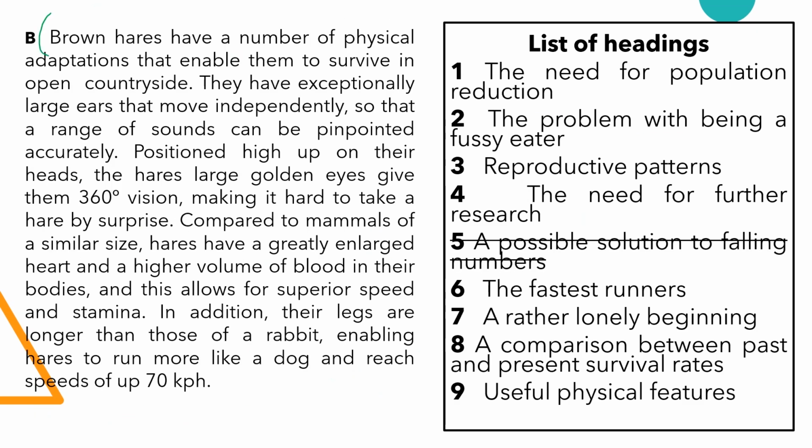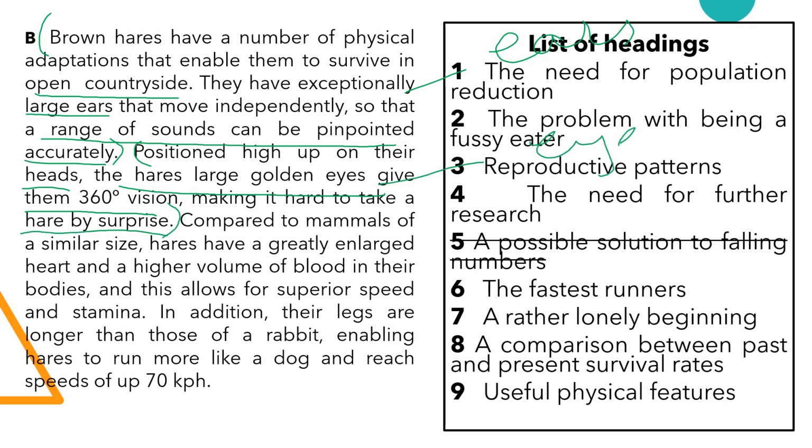Second, brown hares have a number of physical adaptations that enable them to survive in open countryside. They have exceptionally large ears that move independently so that a range of sounds can be pinpointed accurately. Ears positioned high up on their heads, the hare's large golden eyes give them 360 vision, making it hard to take a hare by surprise.